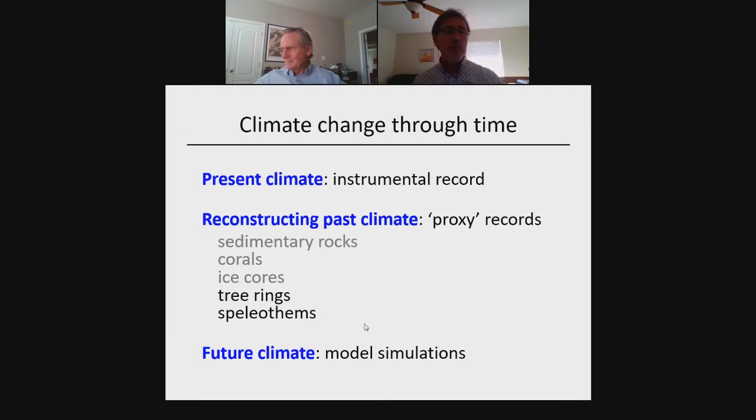So back before the instrumental record, we need to look at these proxy records for when we don't have the instruments. We have to have a stand-in for the instruments. And for that, we use sedimentary rocks, corals, ice cores, speleothems, as Brian said at the outset. I'm going to focus today on tree rings, another way we can reconstruct past climate, right? So these are all layered deposits of minerals or organic matter that we can tell time on, and they record something about the climate in the past. And we'll go through that in some detail here for tree rings.